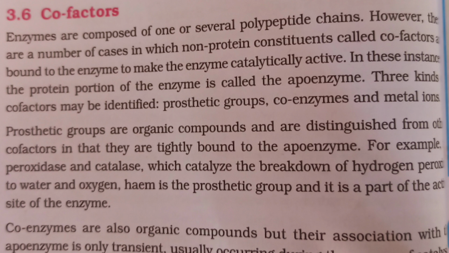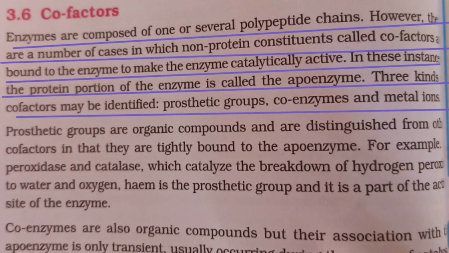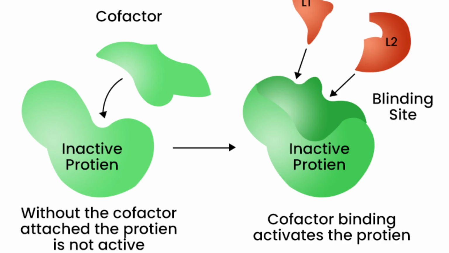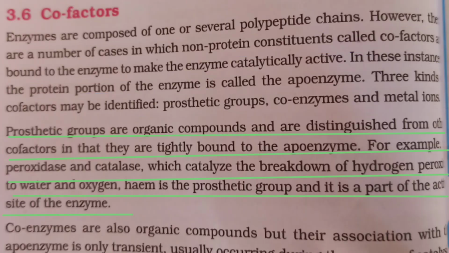Then cofactors. Enzymes are composed of one or several polypeptide chains. There are a number of cases in which non-protein constituents called cofactors are bound to the enzyme to make the enzyme catalytically active. There are 3 kinds of cofactors that may be identified: one is prosthetic groups, second coenzymes, and third metal ions.